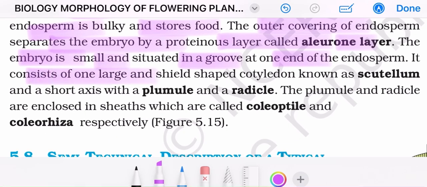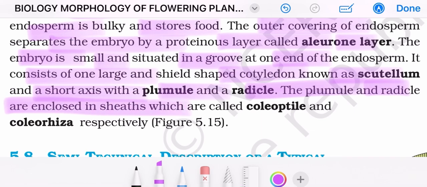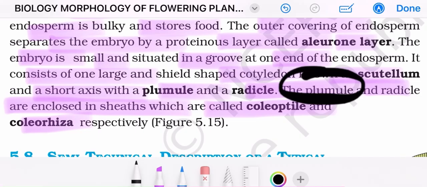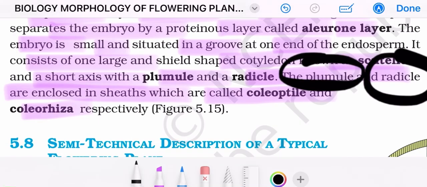The embryo is small and situated in a groove at one end of the endosperm. It consists of one large and shield-shaped cotyledon known as scutellum and a short axis with a plumule and a radicle. The plumule and radicle are enclosed in sheaths called coleoptile and coleorhiza. Plumule gives rise to stem, radicle gives rise to root.